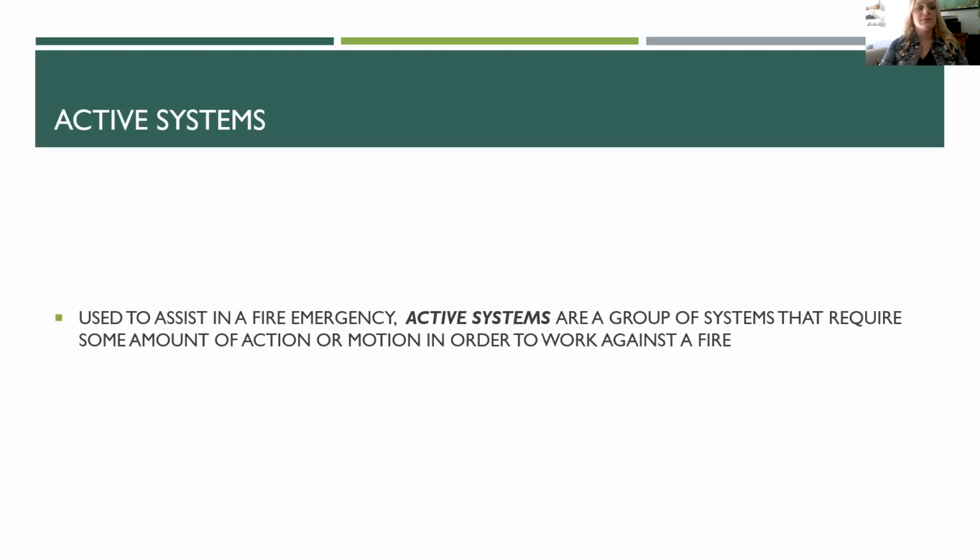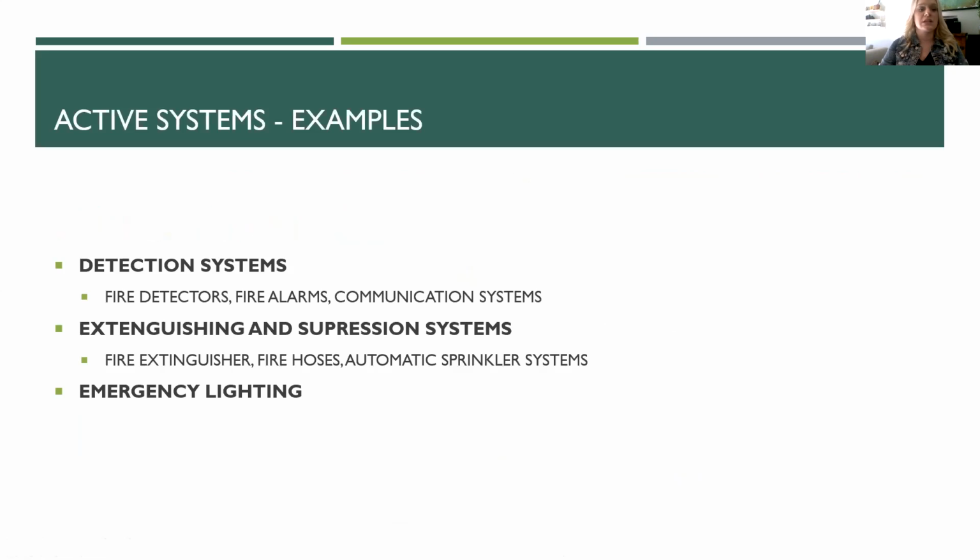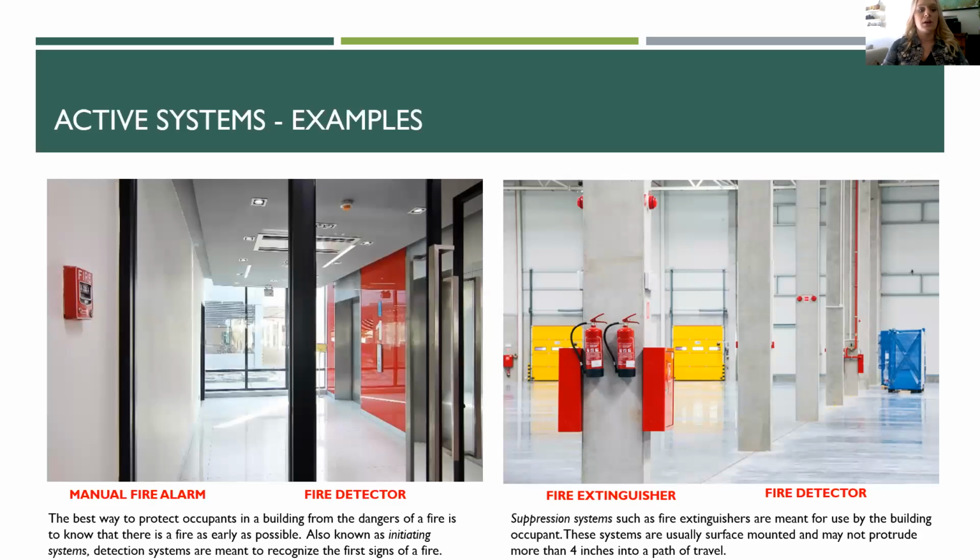Now going into active systems. Active systems are used to assist in a fire emergency. These active systems are a group of systems that require some amount of action or motion in order to work against a fire. Some examples of those would include detection systems, which are going to be your fire detectors, fire alarms, and then your communication systems. You've also got your extinguishing and suppression systems, which are going to be your fire extinguishers, your hoses, and then most importantly, your automatic sprinkler systems. And then you've got emergency lighting, which is considered an active system as well. Examples here on the left and the right are of active systems.